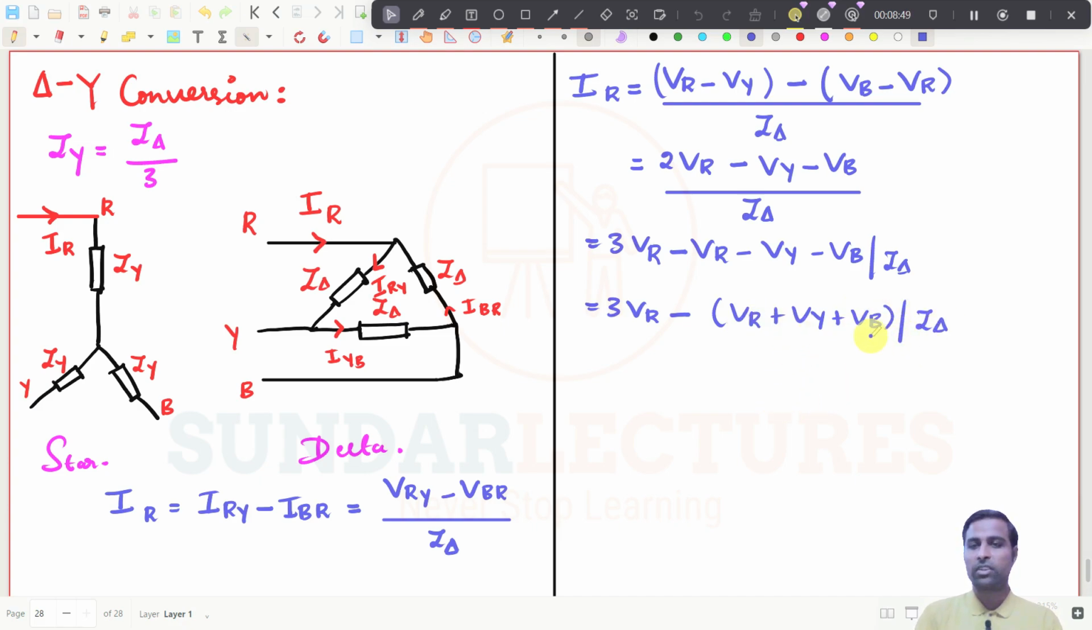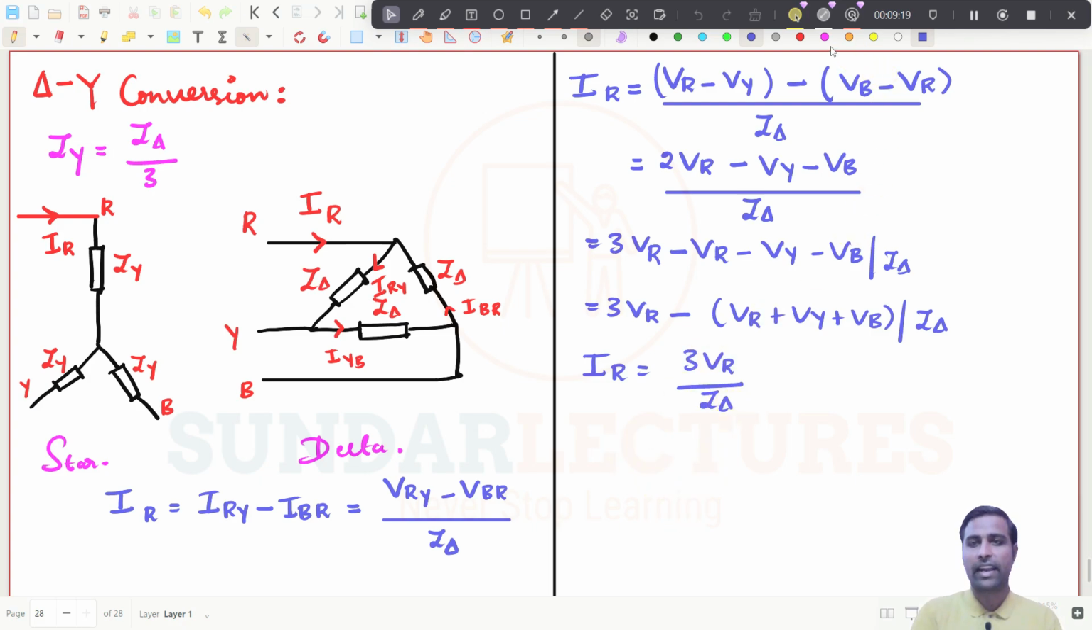Try to understand what this value is: V_R plus V_Y plus V_B. Obviously, it will be 0, right? We have seen these kinds of things. You just refer to my first lecture, we would have done this. This value becomes simply 0, right? So what I get right now is I_R equal to 3 V_R divided by Z_delta.